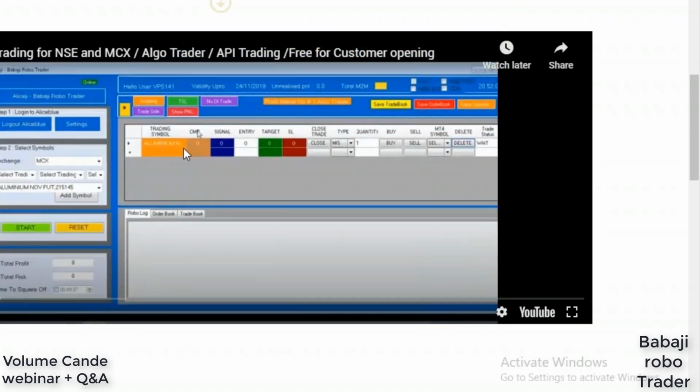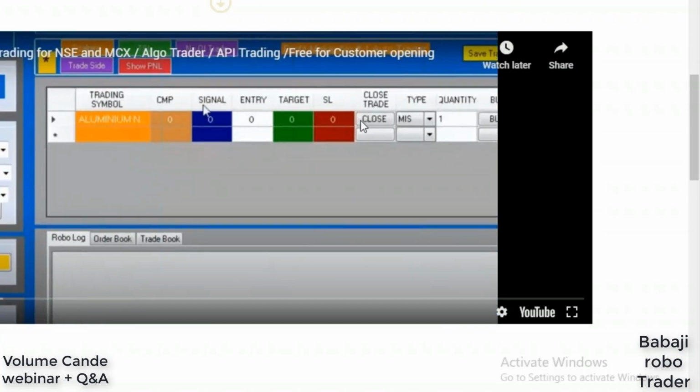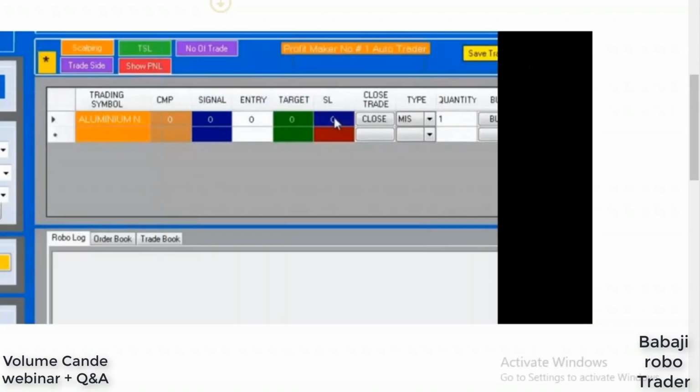Here we have the symbol. We have the CMP, signal entry, target, stop loss, everything we can set in the robo. From the MT4, if it shows a buy sell signal, this robo will send the order directly to the exchange.